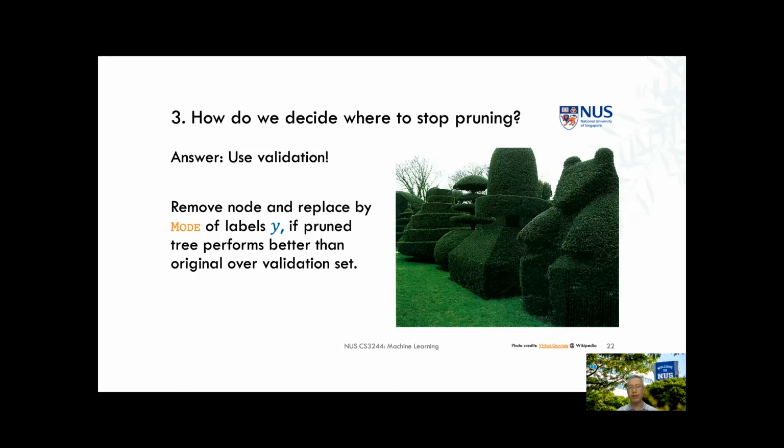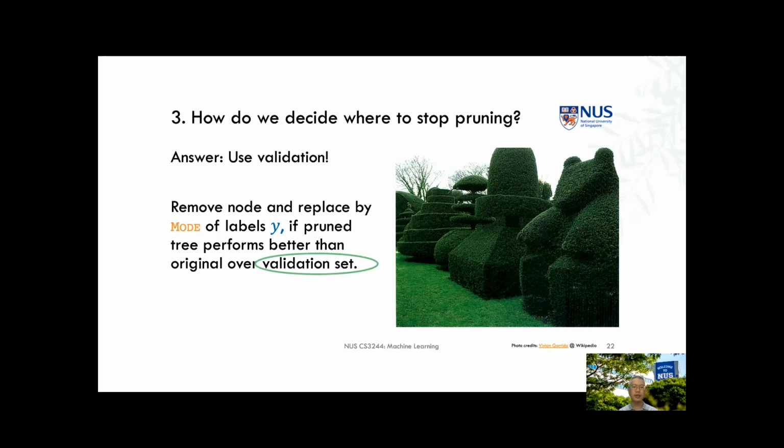And if we keep everything to the leaf, maybe it's too detailed, it just specifically fits the data set instead of trying to generalize to the test set. So one way to do it is very simple, and you've already learned it, is to use validation, right? So you can take away a node and decide to replace it with the mode of the labels. And if that pruned tree works better than the original tree on the validation data set, then you know maybe that's a good idea. Maybe I should have pruned it after all.